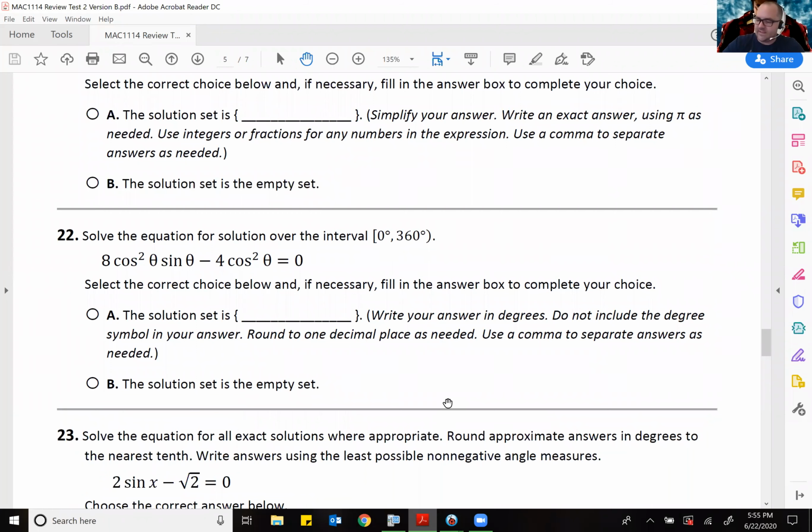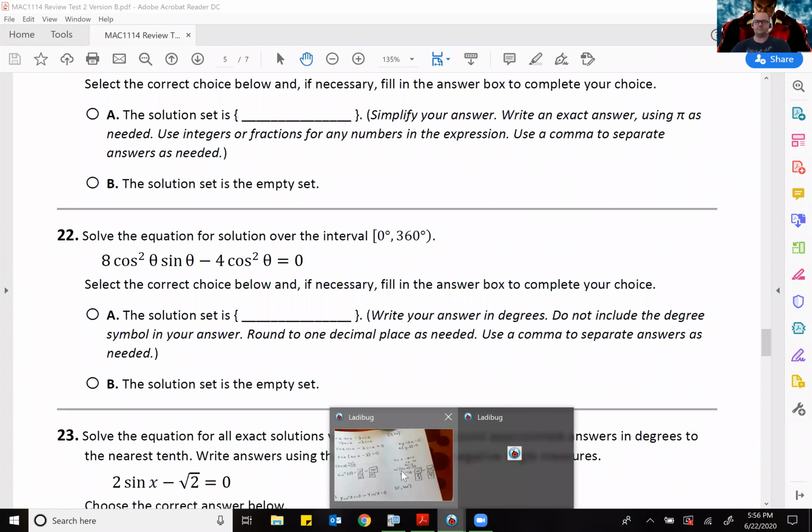So here you can see the interval has changed on us. We're going to be from 0 degrees to 360 degrees. So we have 8 cosine squared theta sine theta minus 4 cosine squared theta equal to 0.